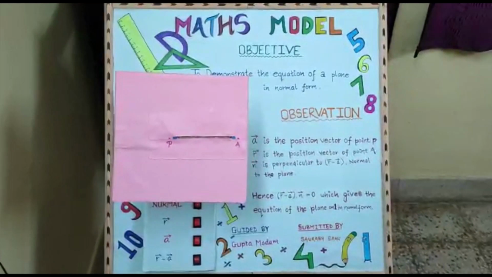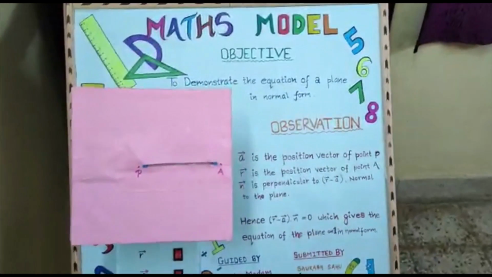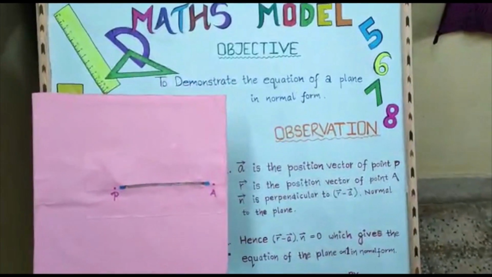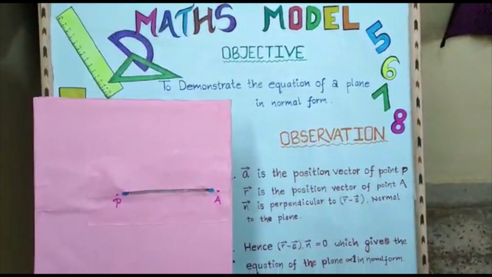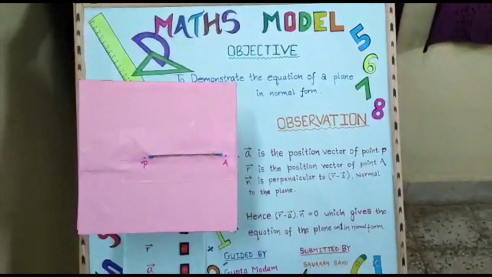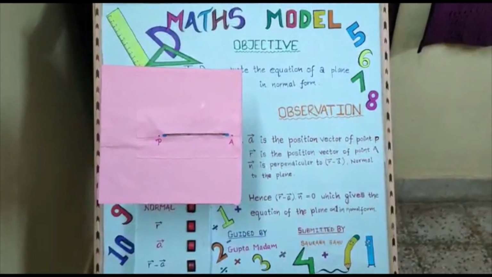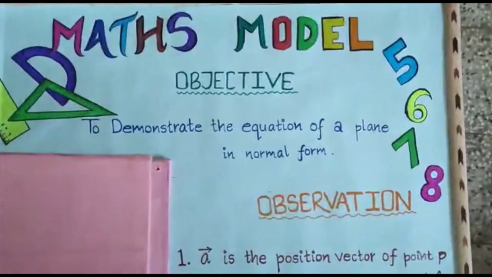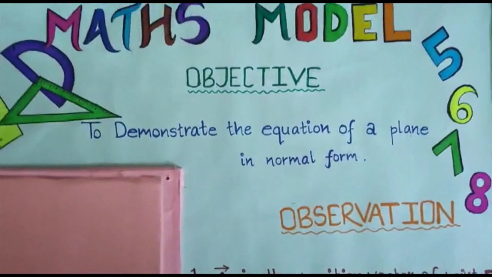My name is Saurabh Kumar Sahu. I am a student of class 12th in Jawahar Navodaya Vidyalaya Basdai Surajpur. I am here with my mathematics model which is based on the equation of a plane. My objective is to demonstrate the equation of a plane in normal form.